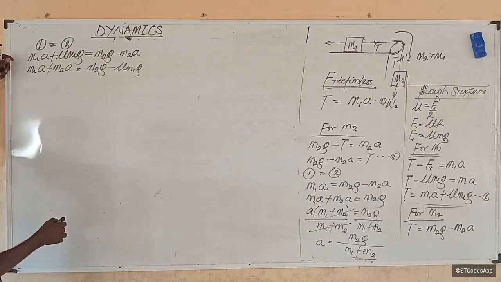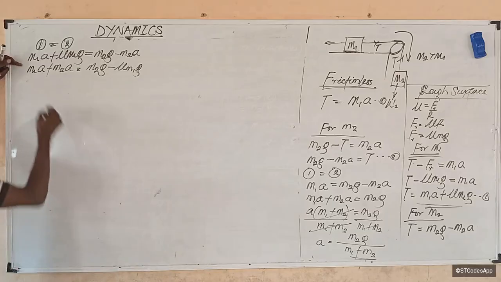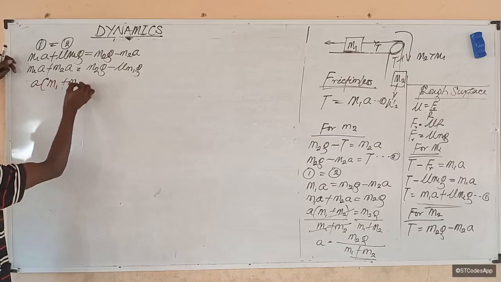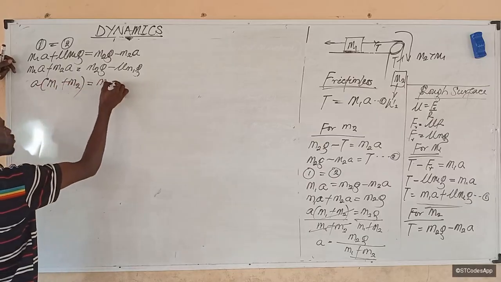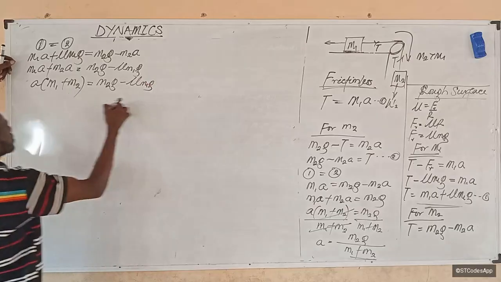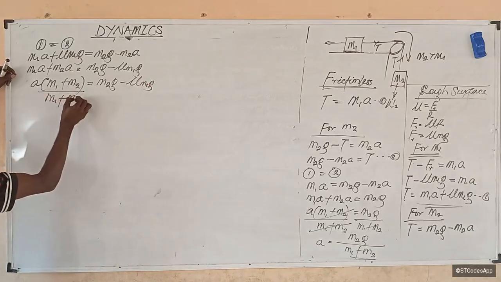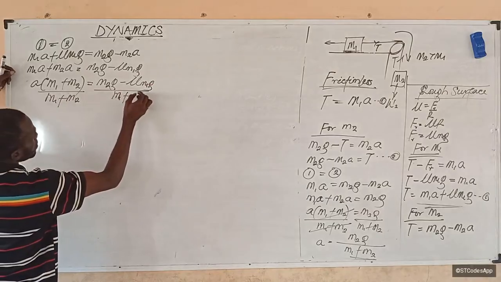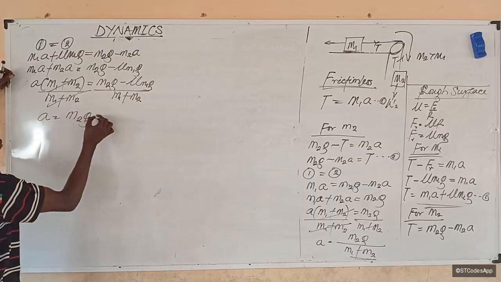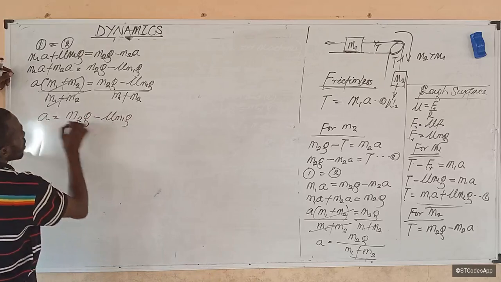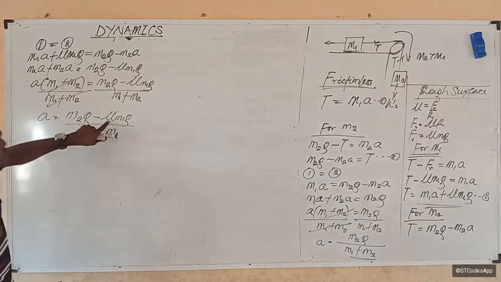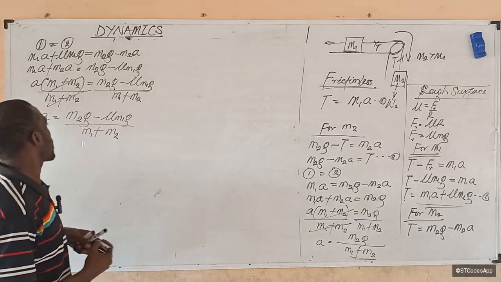So if that's the case, then we have A into bracket M1 plus M2 is equal to M2G minus mu M1G. Divide both sides by M1 plus M2 over M1 plus M2. This takes care of this. Then acceleration of the system becomes M2G minus mu M1G over M1 plus M2. So you see, you don't even need the frictional force. Just know the value of mu and you get your answer.